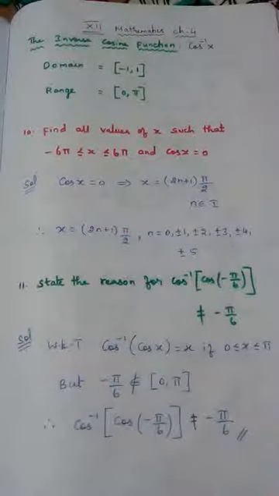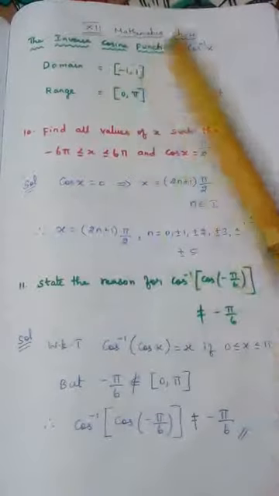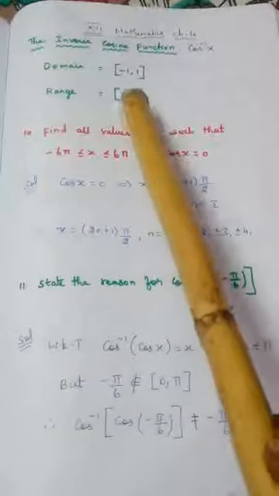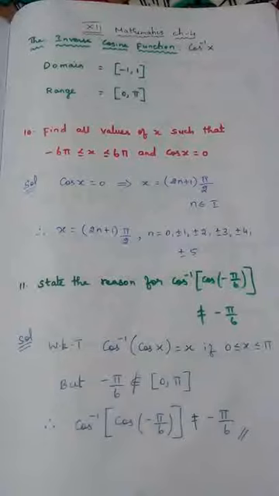Sin inverse x means -1 to +1, closed interval, that is the domain. -π/2 to +π/2, closed interval, that is called range. For cos inverse x, domain is same as sin inverse x, -1 to +1, closed interval, but the range of cos inverse function is closed interval 0, pi. Now we will see a few problems based on this concept.